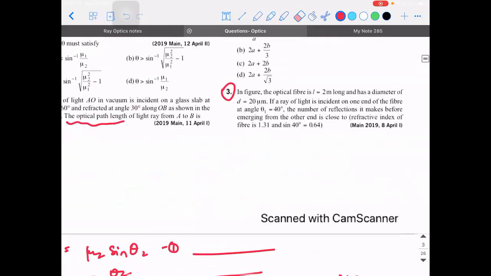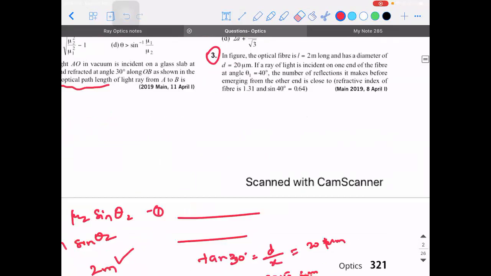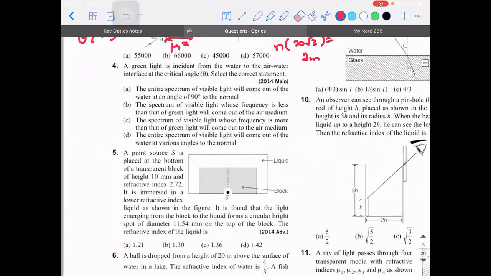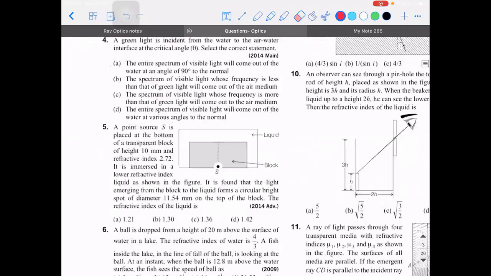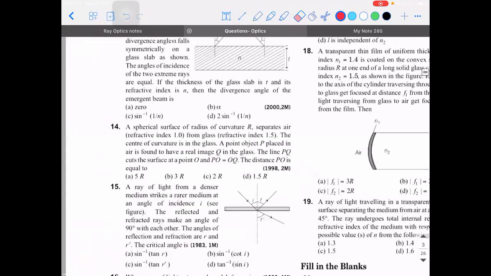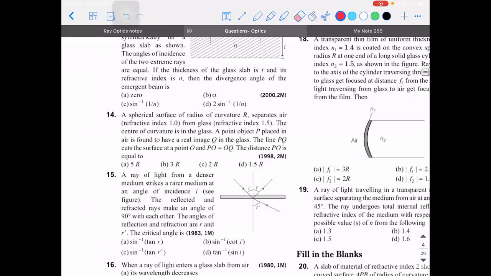Okay. So this is all about refraction. We'll try some more problems tomorrow. I think 5-7, that's the answer. So practice and come. I'll see you guys tomorrow.